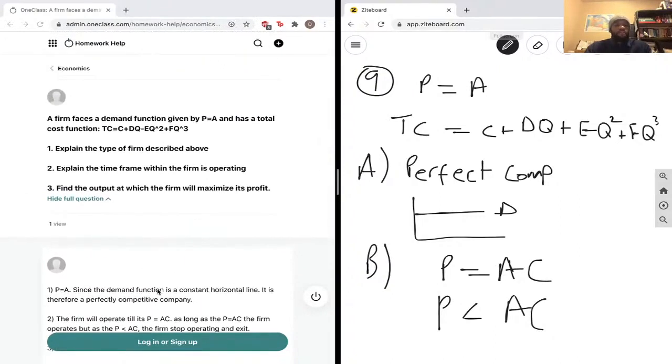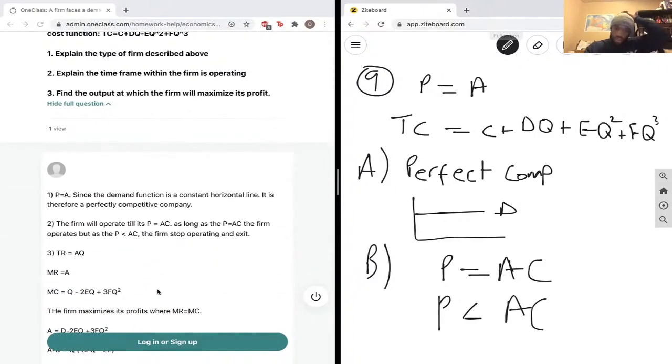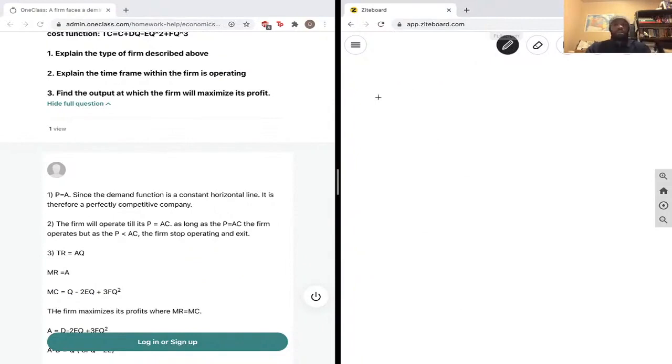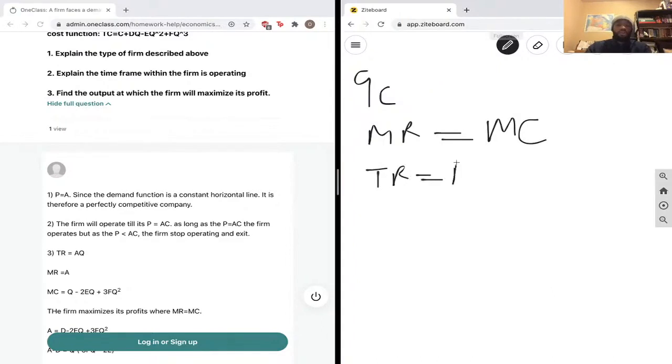And find the output at which the firm will maximize its profits. Like we said in a question not too long ago, maximizing profits is when marginal revenue equals marginal cost. Total revenue in this case would just be P multiplied by Q, which is A multiplied by Q because P equals A. And the marginal cost would just be the derivative of the cost function.